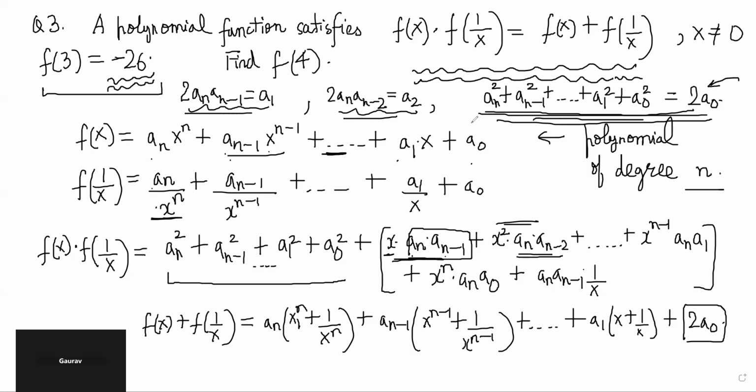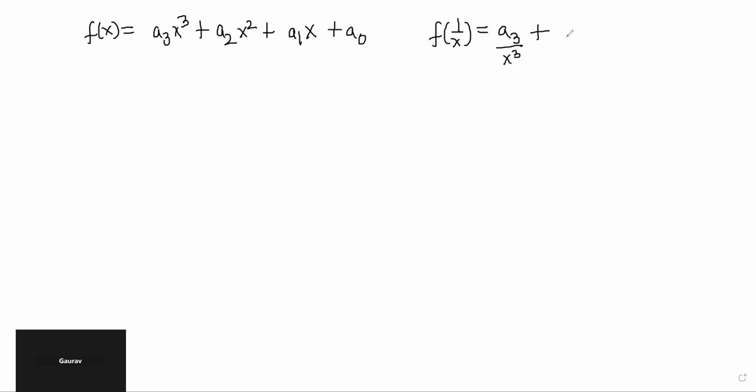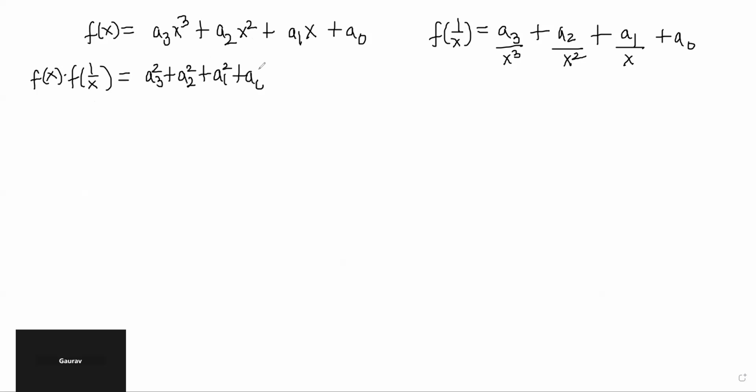It's not obvious here right now. So let's think of a polynomial f of x. Let's say it was cubic. a3x3 plus a2x square plus a1x plus a0, right? F of 1 by x is equal to what? a3 by x3 plus a2 by x square plus a1 by x plus a0, right? And the product of these will become a3 square plus a2 square plus a1 square plus a0 square. This is the constant term.